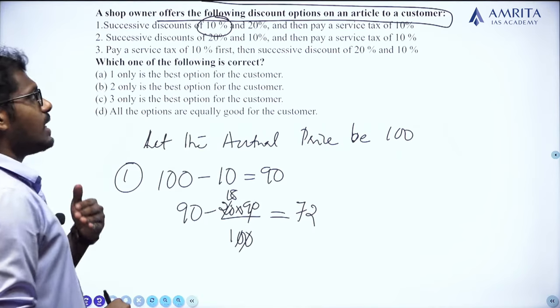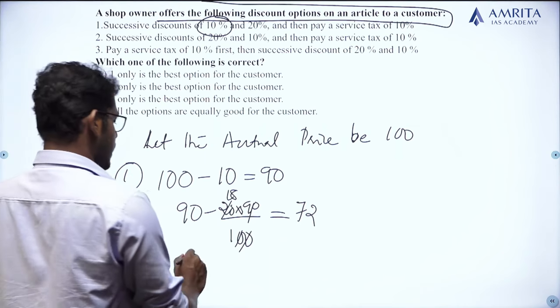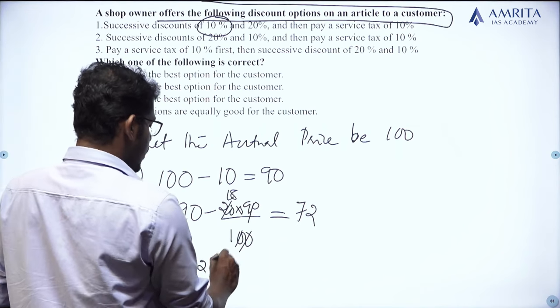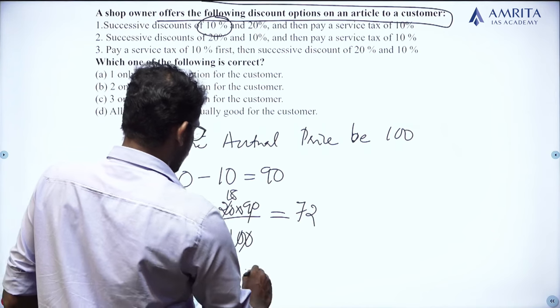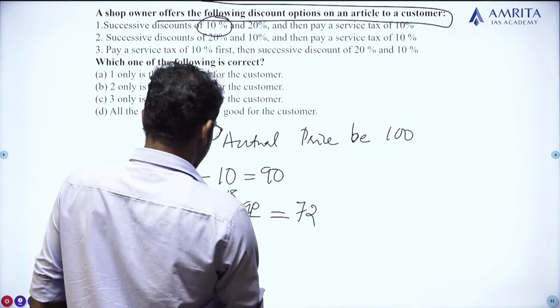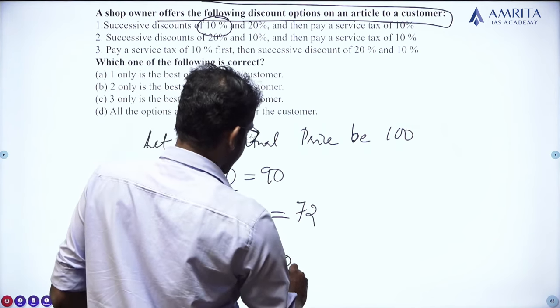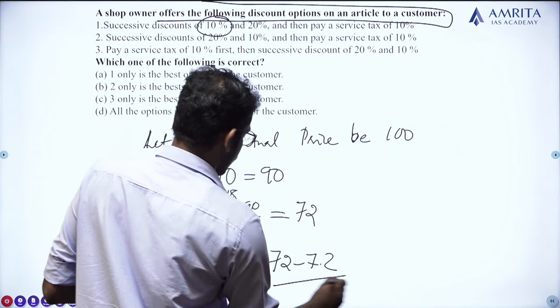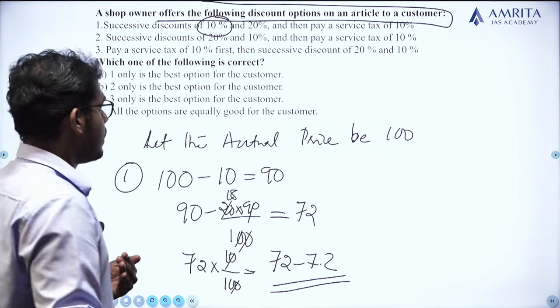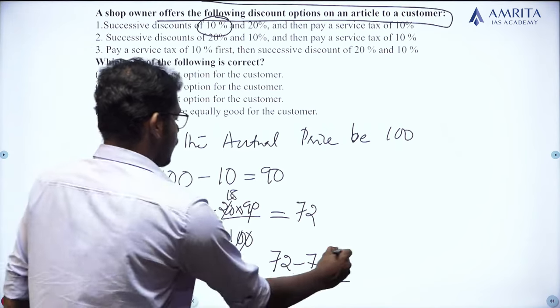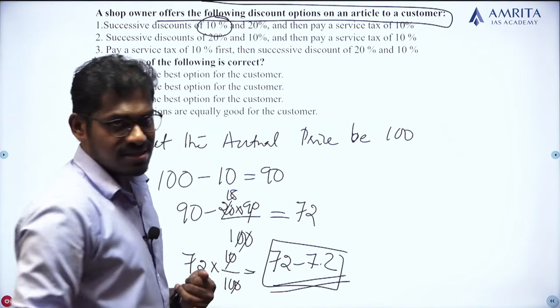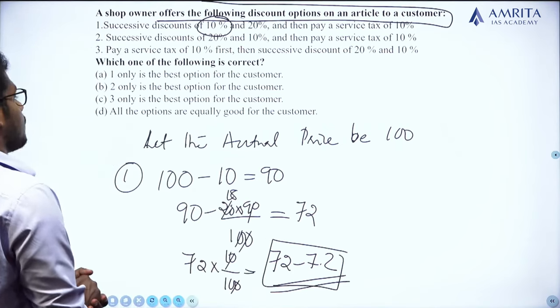Clear? So then he pays a service tax of 10%. So 72 into 10 by 100. So actually we get 7.2. So 72 plus 7.2. Clear? Simple. Okay, fine. So first case, the final value will be 72 plus 7.2. Okay, let's move on to the next one.